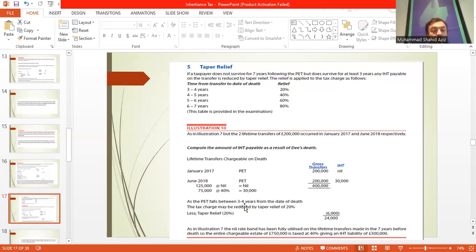As the PET falls between 3 to 4 years, there is a 20% relief. So it means we multiply this 30,000 by 20% to get the relief, and we need to pay only 24,000 pounds. The nil rate band has been fully utilized on the lifetime transfer made in the 7 years before death. So the entire chargeable estate of 750,000 will be taxed now.